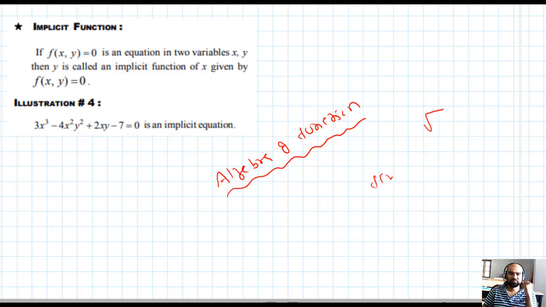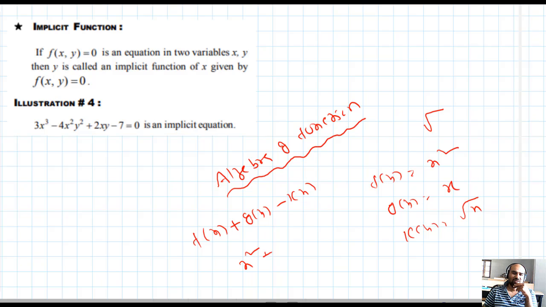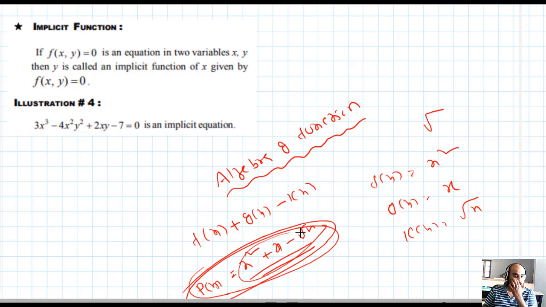For example, f of x is one function, that is x square. g of x is another function, that is x. k of x is another function, say root x. So you can create a new function, f of x plus g of x minus k of x. What is the new function? x square plus x minus root x. This is the rule for the new function. Let it be p of x. So how to find its nature, how to find its domain, how to find its range? Those concepts we learn in the part of algebra of functions, students.